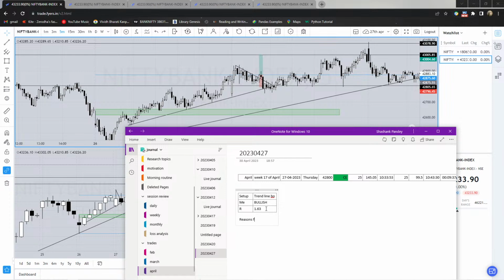Then reasons for the trade. The reason for the trade was first trend line.